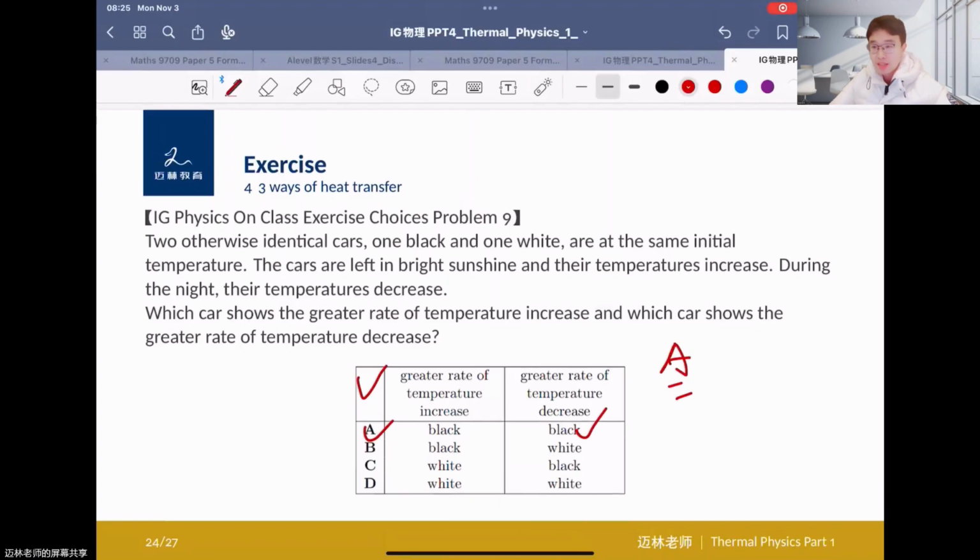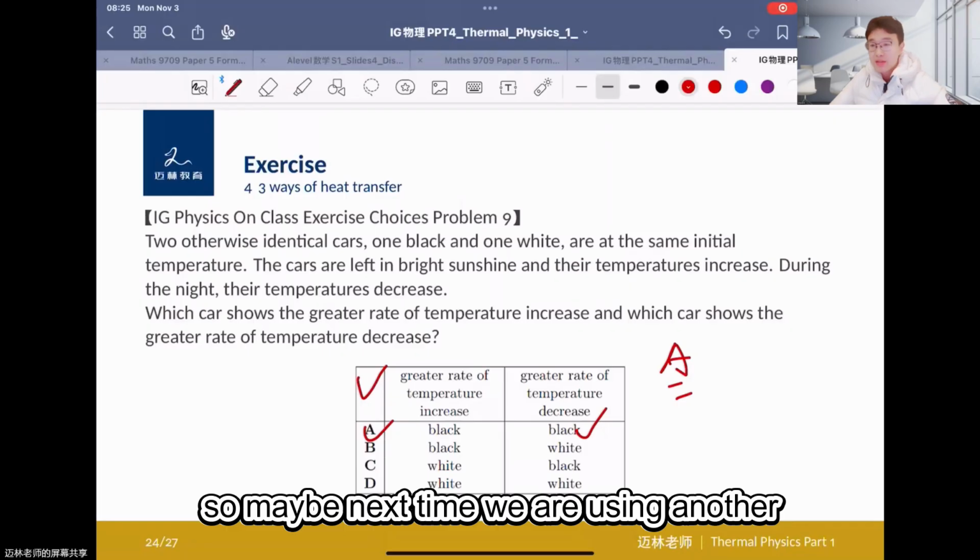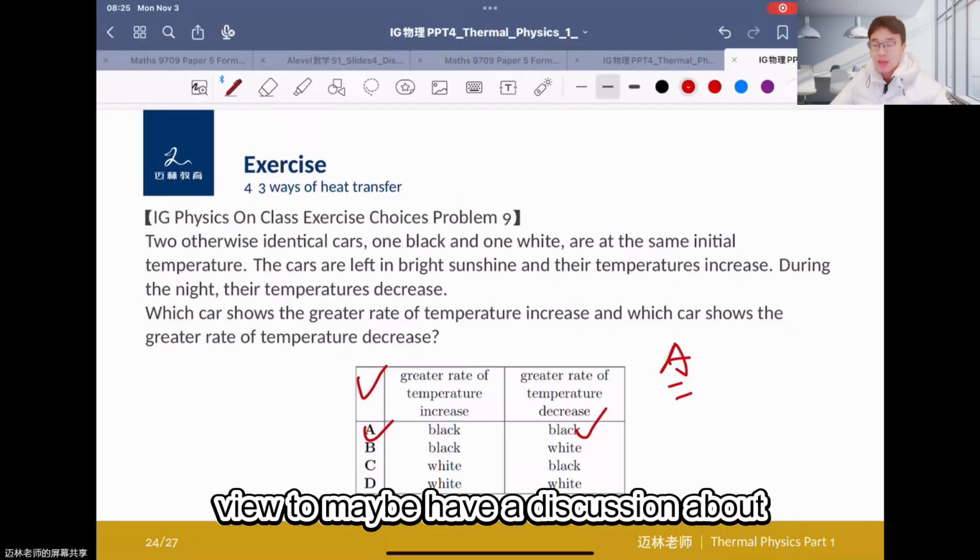So here is our lesson for thermal physics, okay? Maybe next time we will use another view to have a discussion about thermal physics.